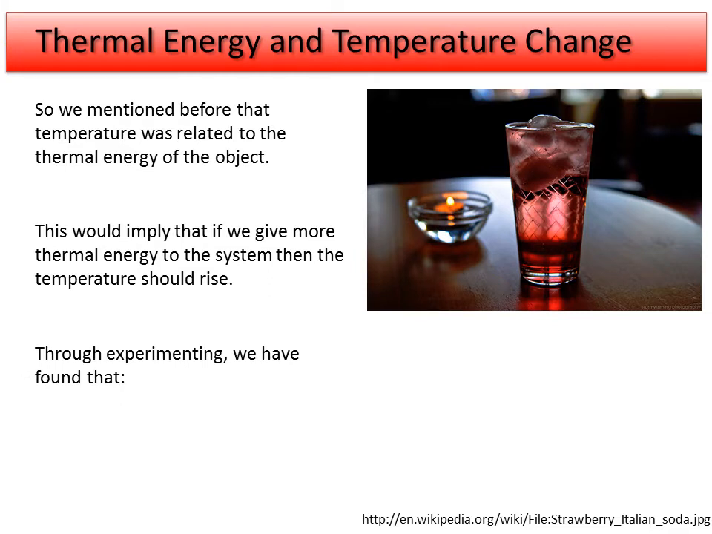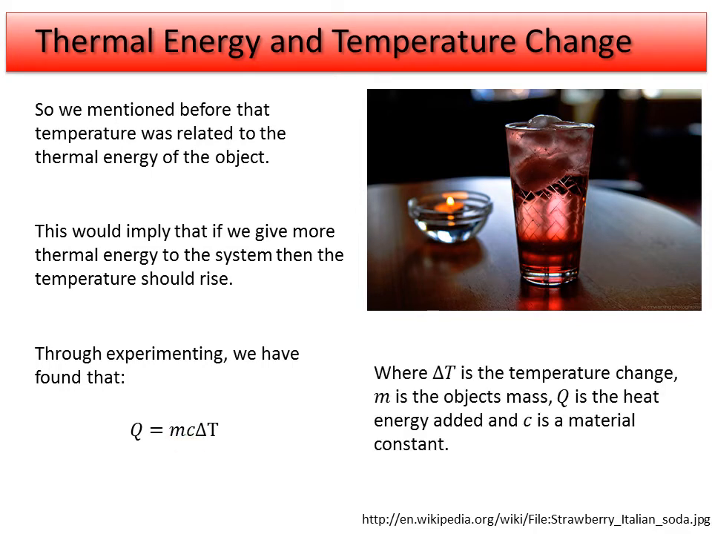Through experimenting, we've come up with a fun little equation. It's pretty easy to use. You've probably seen it before. It says that the heat needed to change an object's temperature by a delta T, a change in temperature, is related to the mass and this constant C. So delta T is the change in temperature, M is the mass of the object, Q is the heat energy, and C is a material constant.